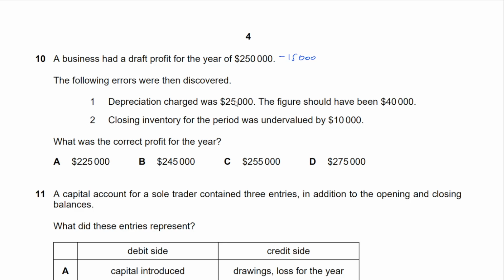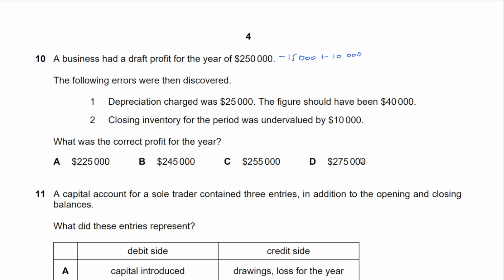Now remember this one thing. Closing inventory directly affects the profit. If closing inventory is undervalued, profit will be undervalued. To fix this, we need to add back 10,000. Why did I say what I just said? What is the effect of closing inventory? If closing inventory is higher, the cost of sales is going to be lower, because how do you calculate cost of sales? Opening inventory plus purchases minus closing inventory. So closing inventory, the higher it is, the lower will be your cost of sales. And the opposite is true as well.